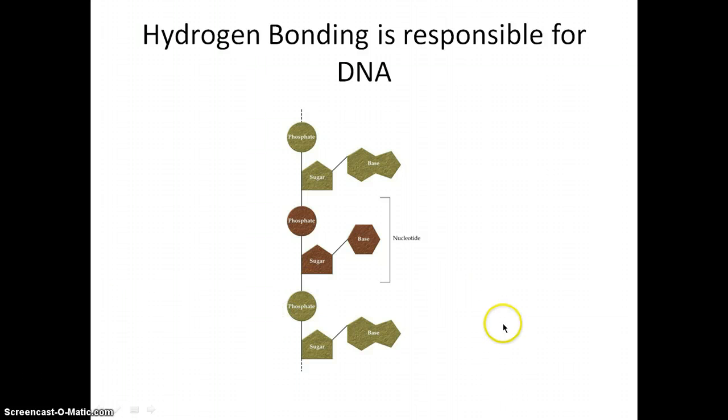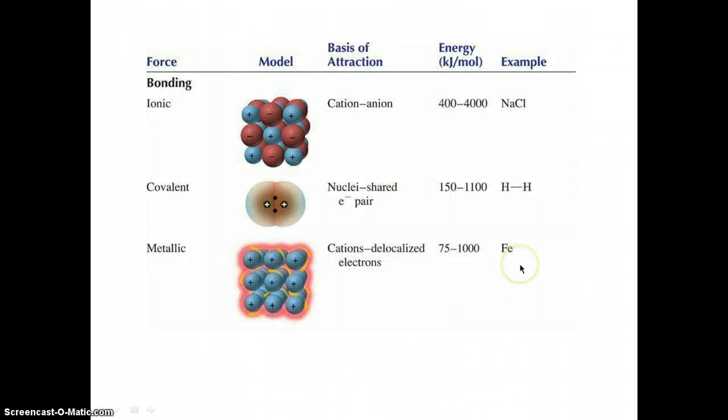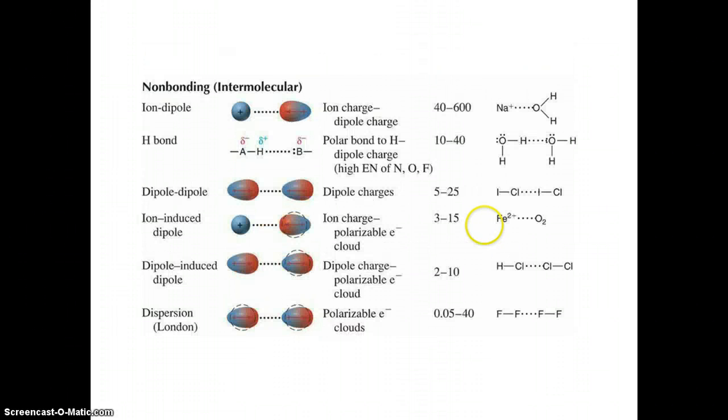Hydrogen bonding is also responsible for DNA. DNA has that cyclic structure because of the hydrogen bonds bonding the nucleic acids. It's part of the helix, the double helix of DNA. So in terms of the forces, let's skip ahead.